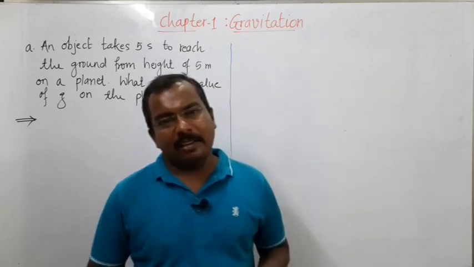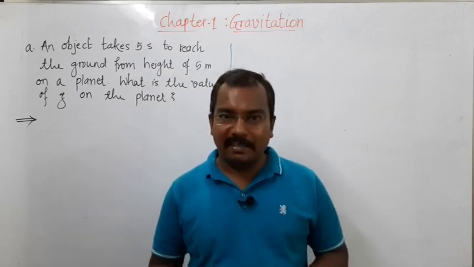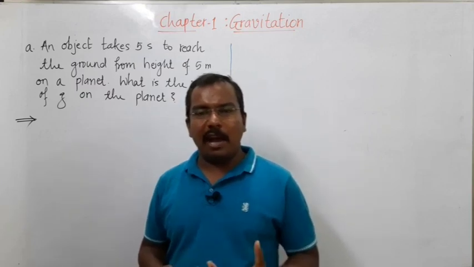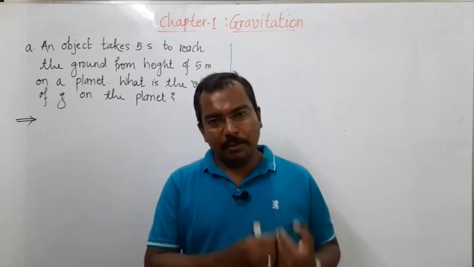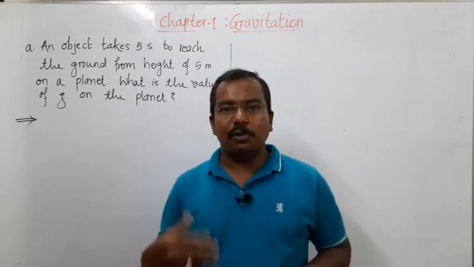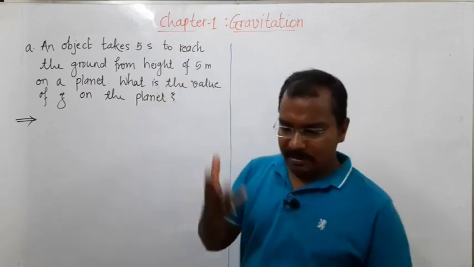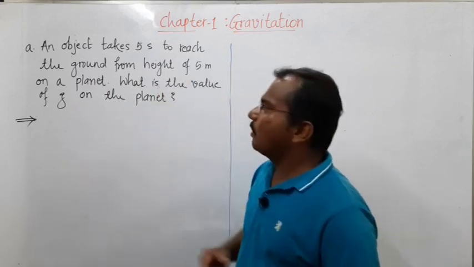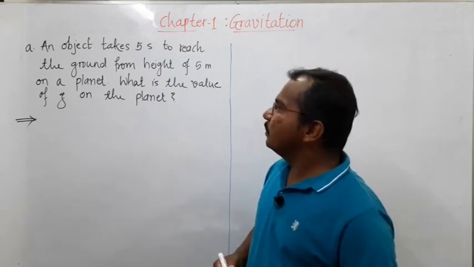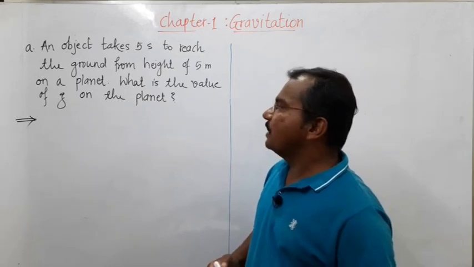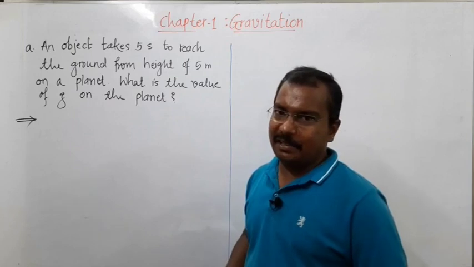So today there are some unsolved problems in your textbook, in your exercise. You might have understood all the solved problems, and we can help to solve the unsolved problems. So here the first problem is problem number A. An object takes 5 seconds to reach the ground from the height of 5 meters on a planet. What is the value of g on the planet?